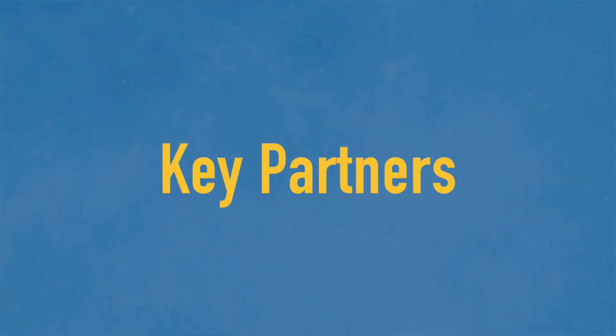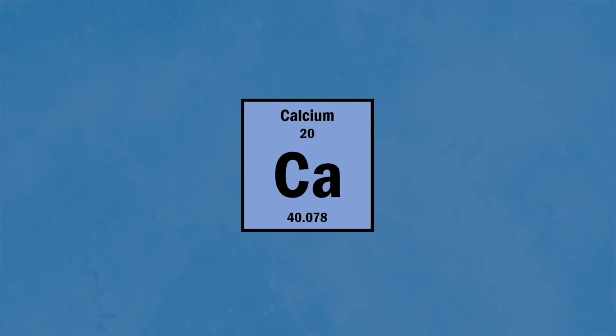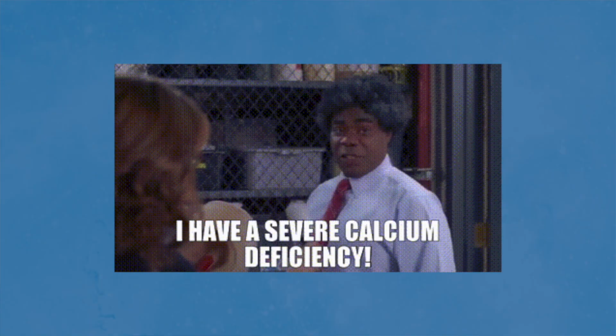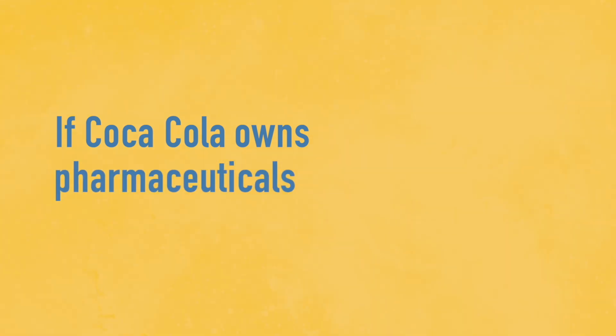Key partners. A good example of that is Coke and calcium. The reason is if you drink a lot of Coke, you deplete calcium in your body. If Coke owns pharmaceuticals that make calcium, then they are leveraging against their demise.